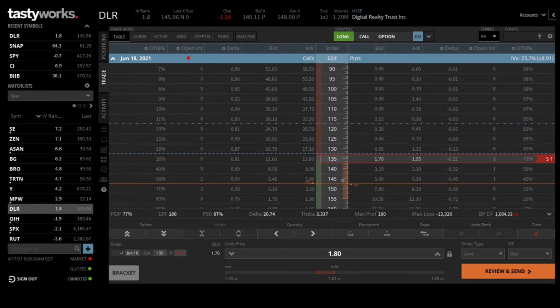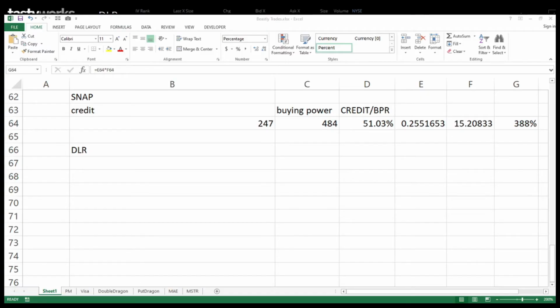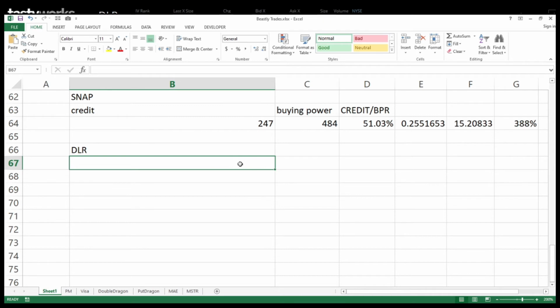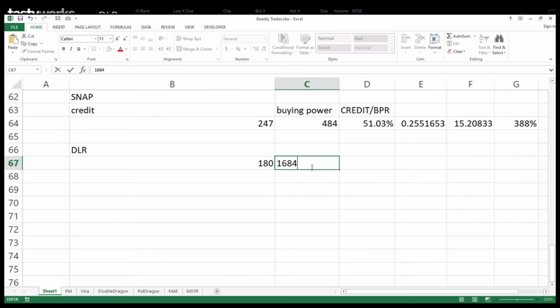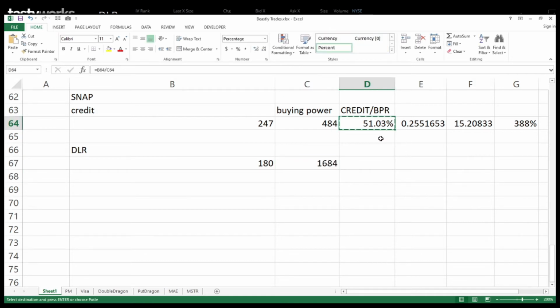So let me just go back to the spreadsheet real quick. So 180 over 1684. Let's just do that. Sorry about that. So as you can see, it's only a little less than 11%.